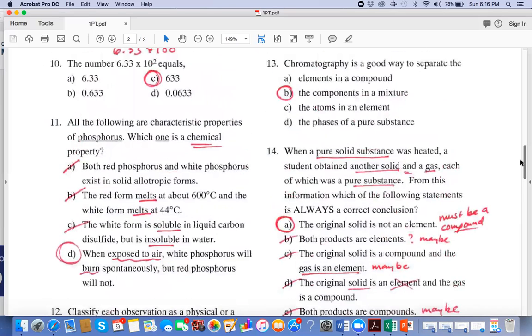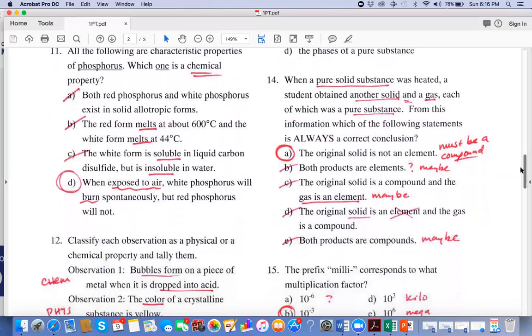Number 13, chromatography is a good way to separate the components in a mixture. You wouldn't necessarily be able to use chromatography to separate elements in a compound or atoms in an element, or the phases of a pure substance. The only thing that chromatography would allow you to separate is components in a mixture.